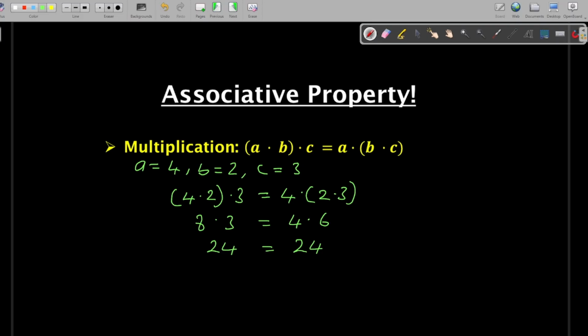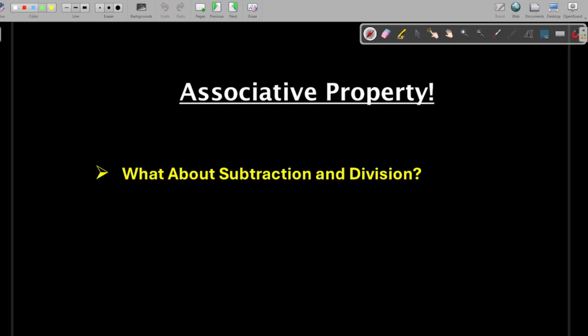So we can see that for both addition and multiplication, adding or multiplying three or more numbers together with different grouping does not affect the final result or outcome. So we can say here that addition and multiplication of real numbers are associative. What about for subtraction and division?